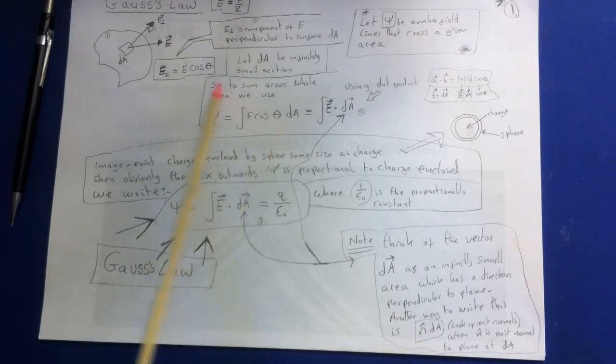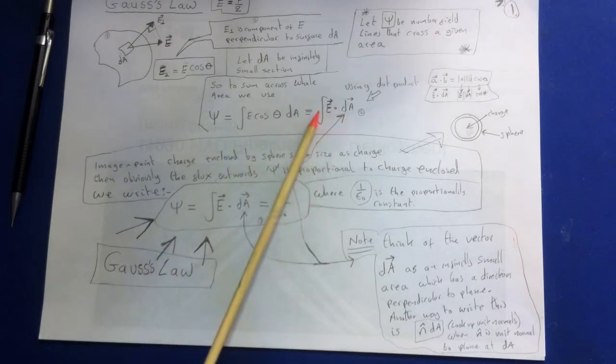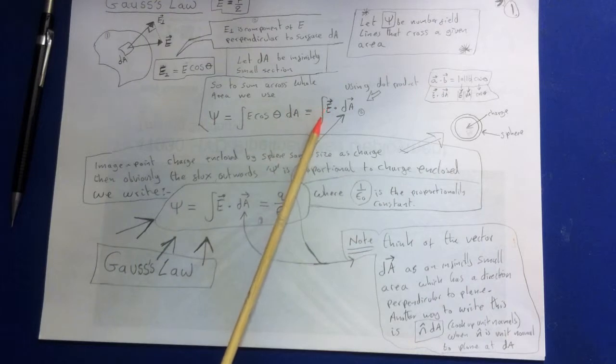So E cos theta is the perpendicular component of E across the whole surface. And then of course, as we know from the previous discussion on flux through surfaces, E cosine theta is the same as E dot dA. So we can just shorten this and write it as the integral of E dot dA.